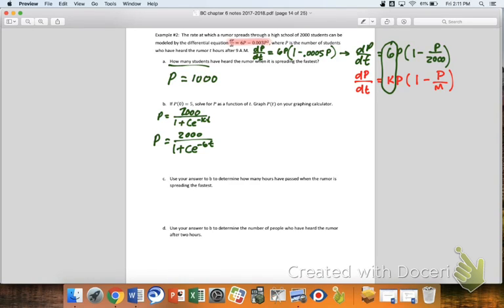So then what's my final step? How am I supposed to find the C? Using P of 0 equals 5, I can then say 5 equals 2,000 over 1 plus C e to the 0. Cross multiply. Jeff got 399. I think he's right? Okay, so C equals 399. So therefore, my solution curve with everything in there is 2,000 over 1 plus 399 e to the negative 6t.